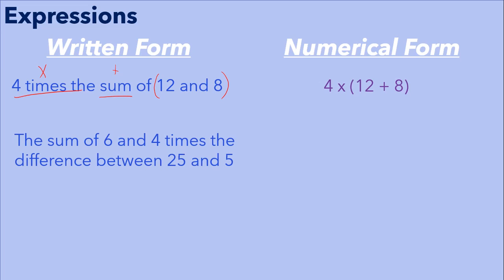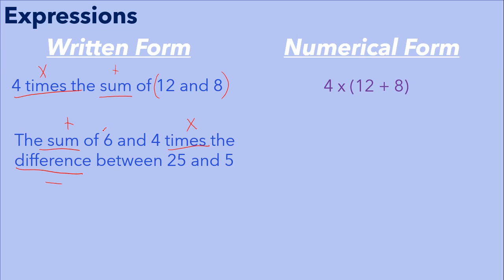Let's try another one. The sum of 6 and 4 times the difference between 25 and 5. Well, here, the sum, once again, is the answer to an addition problem. So we need to be finding the answer first to 6 plus 4. And then it says times, so we'll be multiplying the answer to that addition problem times the difference. The difference means that we're getting the answer to a subtraction problem. So we'll be subtracting 25 and 5.